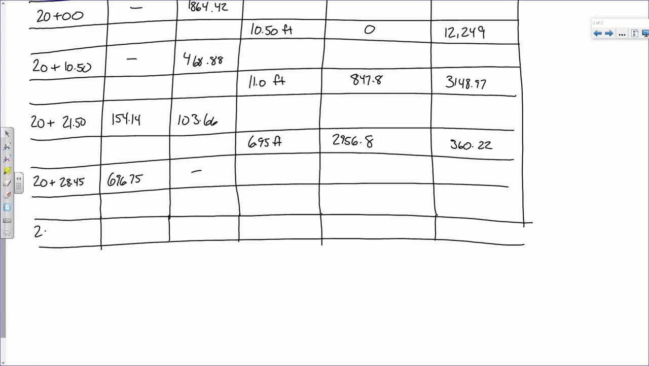That's 20 plus 40, and so this is 2017.37. That's blank. So what's the length? 11.55. And this one's going to be 0. And they got one for the other. 7,626.6. I got a different value. 15,674. That's what I have.